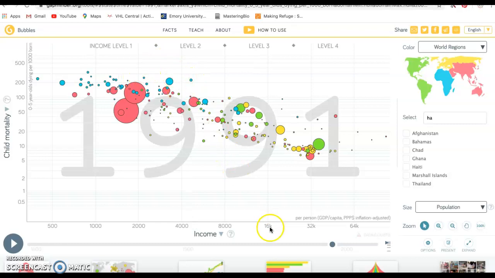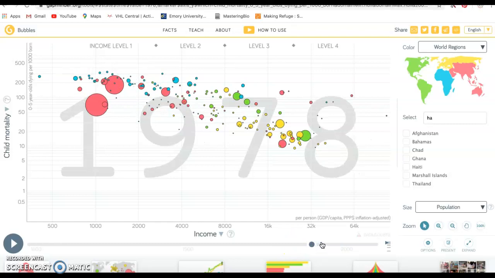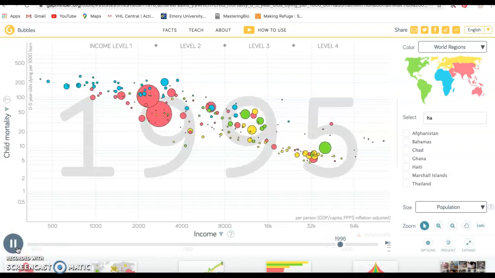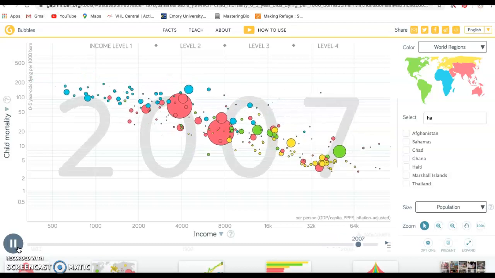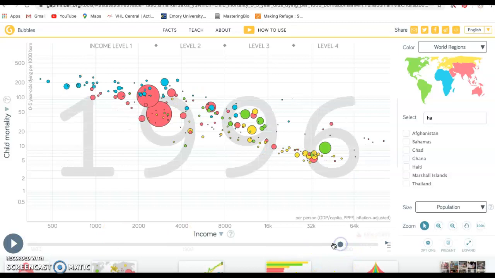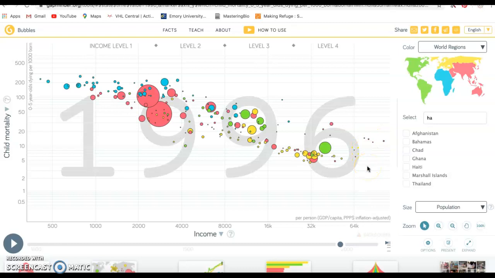Also, during the mid-80s to early 90s, I'm going to start right here, a number of Middle Eastern countries have a large jump in income, which I assume has to do with the oil industry. But these countries do not drop very far in child mortality rate. You can see in 1996, we have the UAE, Brunei, Kuwait, Qatar, and so on.